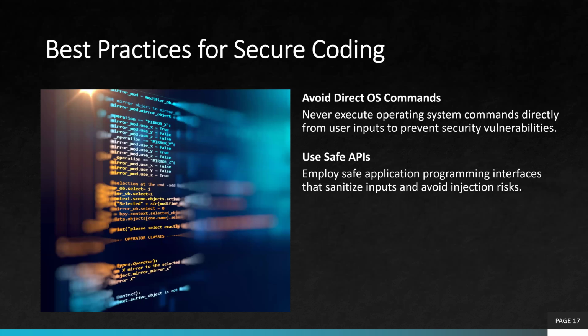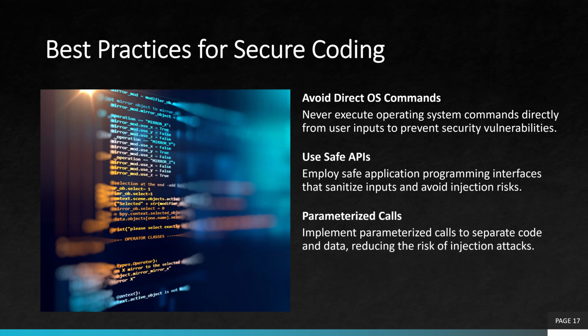Similarly, with OS-level injection, you have solutions for prevention by not allowing meta characters and other ones to be running. And there are a lot of methods to prevent it. Parameterized calls: for the function calls, the API calls that are coming in, implement parameterized calls to separate code and data, reducing the risk of injection attack.